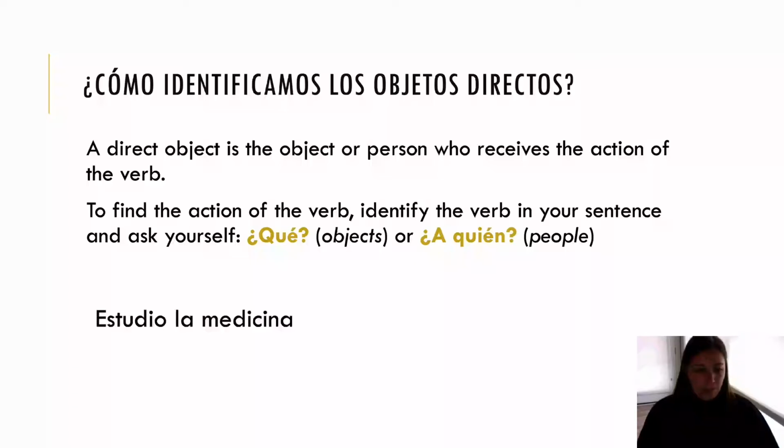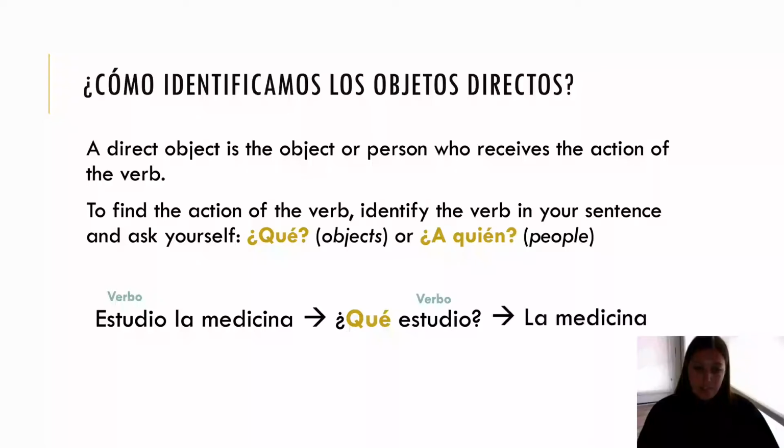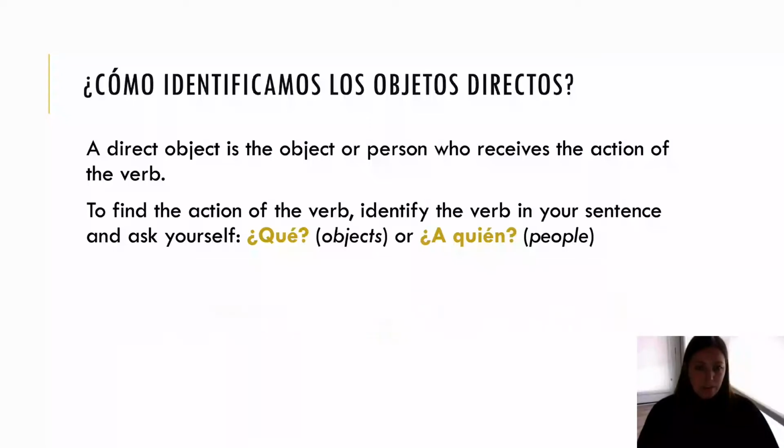Por ejemplo, estudio la medicina. I'm going to identify the verb, which is estudio, and then I'm going to ask myself, ¿qué estudio? My answer would be la medicina. That's what I study. Therefore, there's my direct object.